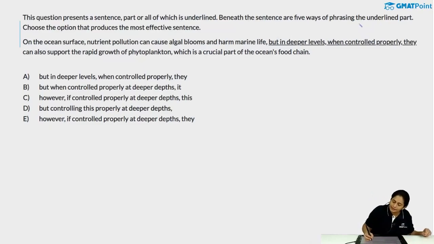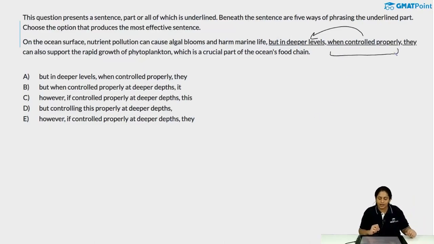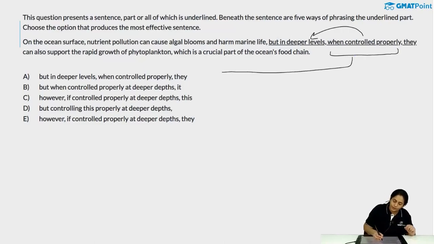When you read it, it sounds as if you are controlling the deeper levels, because this modifier is incorrectly placed after "deeper levels". So first things first, you have to change the position of the modifier. We have to bring it up before "deeper levels" as such. Secondly, the use of "in deeper levels" is incorrect. You should say "at deeper levels" or "at deeper depths". The use of "in" is incorrect.